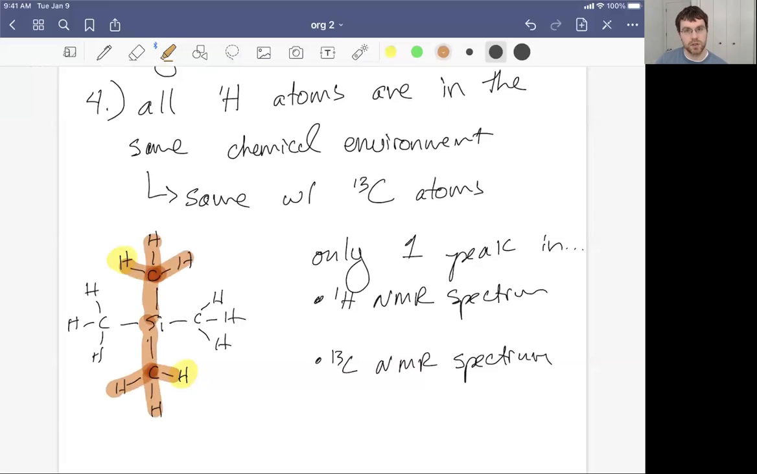Okay, so due to symmetry, silicon makes a tetrahedral center, by the way, but due to symmetry, we're going to see that all of the hydrogens are in the same chemical environment. All the carbons are in the same chemical environment. And as a result, the molecule will then give only one signal because there's nothing to differentiate. All of the hydrogens are the same. All of the carbons are the same. Okay, so we see one peak.